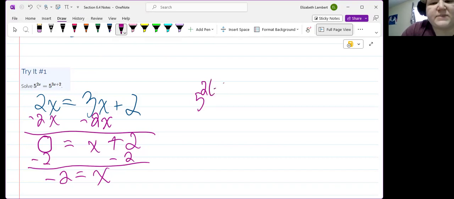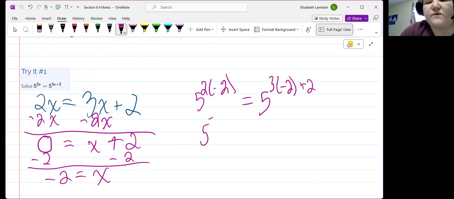5 to the 2 times negative 2 is supposed to equal 5 to the 3 times negative 2 plus 2. 5 to the negative 4 equals negative 6 plus 2, also 5 to the negative 4.